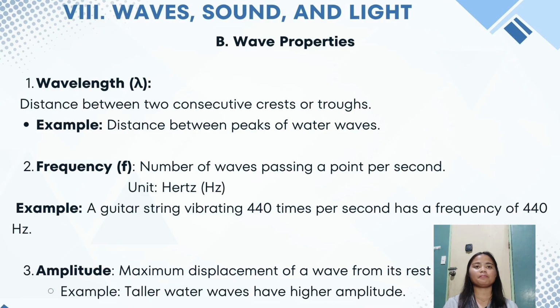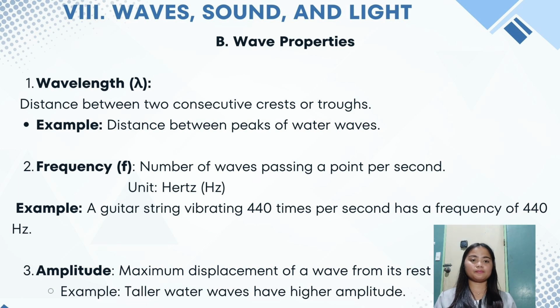Letter B is wave properties. Wavelength is the distance between two consecutive crests or troughs. Next is frequency, or f, the number of waves passing a point per second. And amplitude. Amplitude is the maximum displacement of a wave from its rest position.